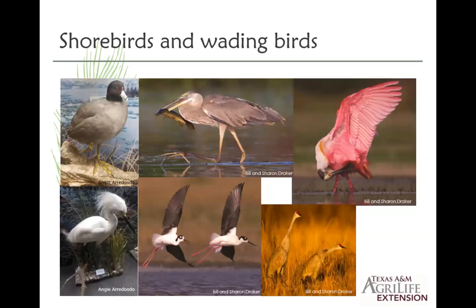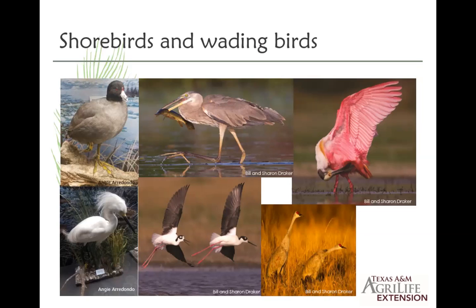Here are some examples of shorebirds and wading birds. On the top left, we have an American coot. If you look closely, you can see the lobes on the toes, which are used for walking on lily pads or dense vegetation. Bottom middle, we have our black-necked stilts. They have very long legs. They have a long bill, very similar to the spoonbill in the top right corner.